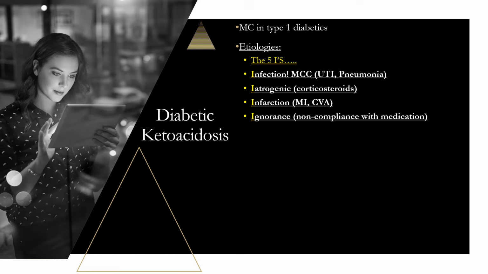Ignorance, just non-compliance with their meds, they're not taking their insulin. And then finally, infant on board, pregnancy can cause diabetic ketoacidosis. So remember that, the 5 I's. If you're only going to remember one, though, remember infection, because that's the biggest one for DKA.